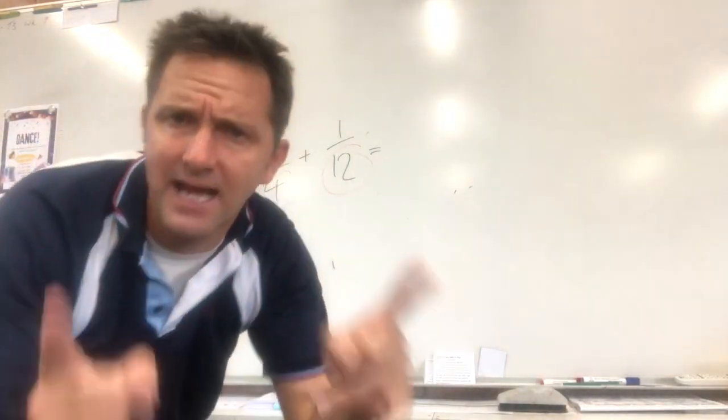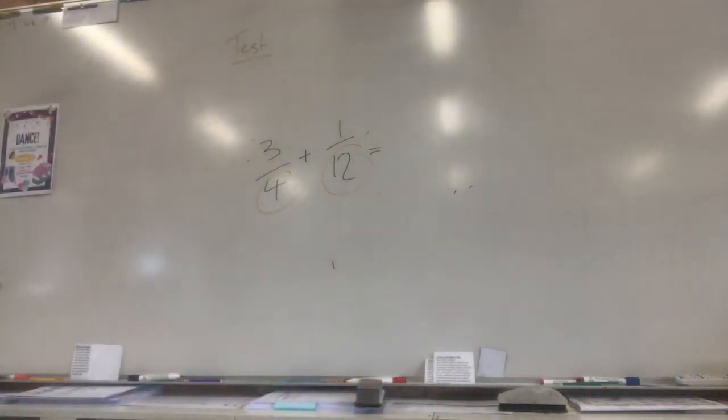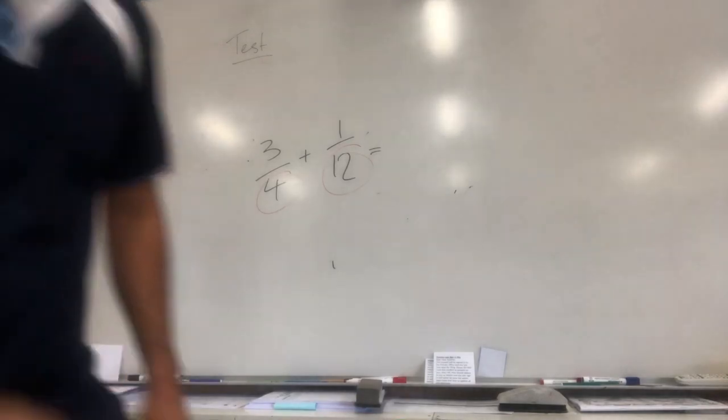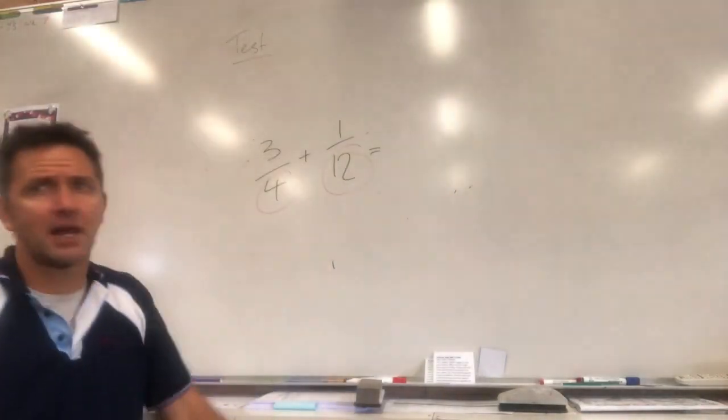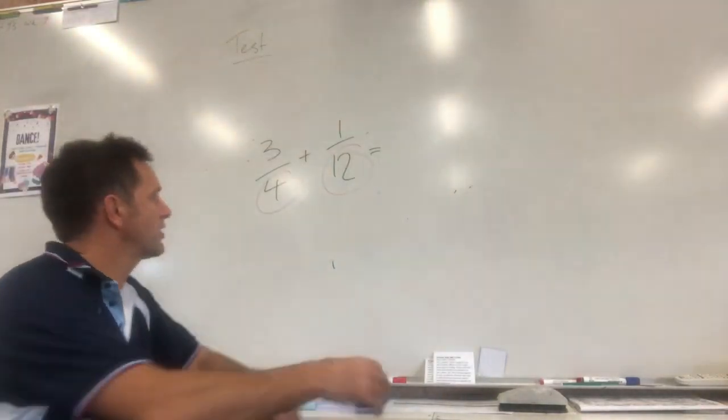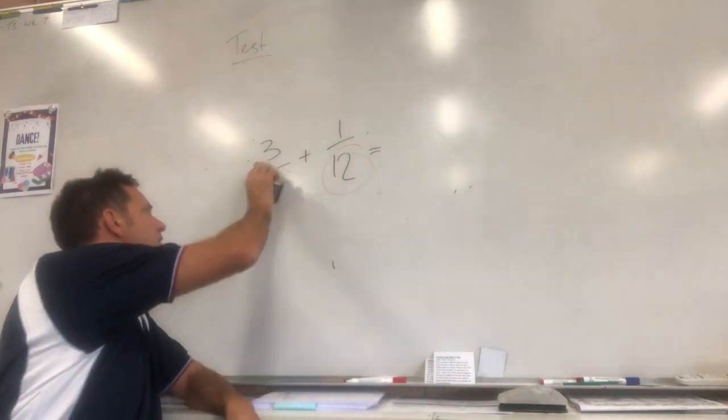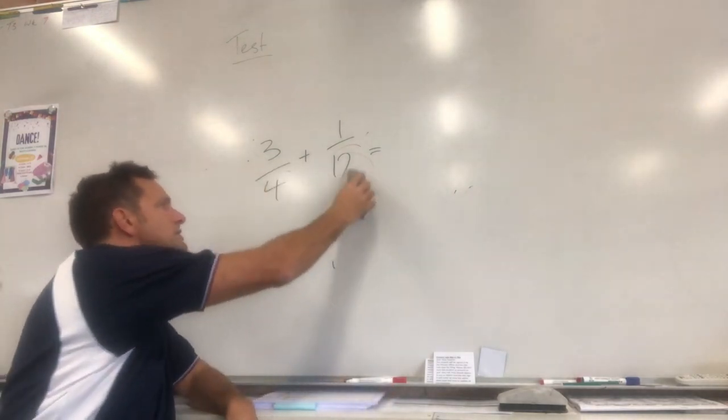They are not the same denominator. They are different. It's like we're trying to add Chinese to English or Japanese to French. Doesn't work. The languages do not mix. We've got to change them into the same language. And to do that, we've got to choose a number.